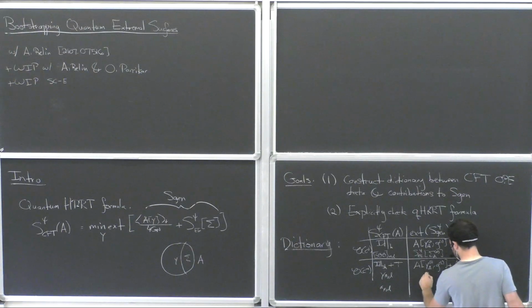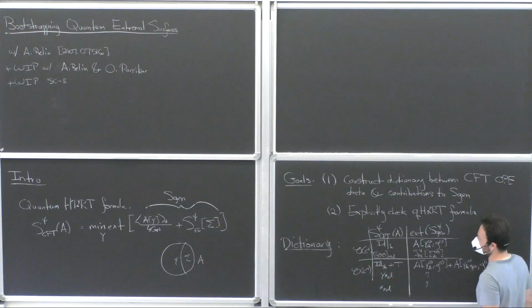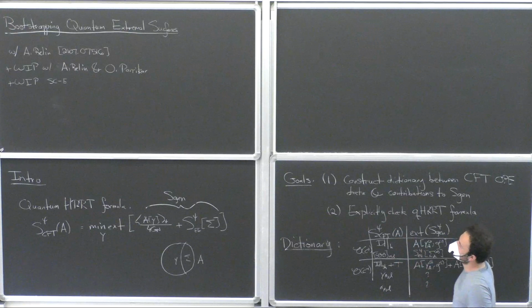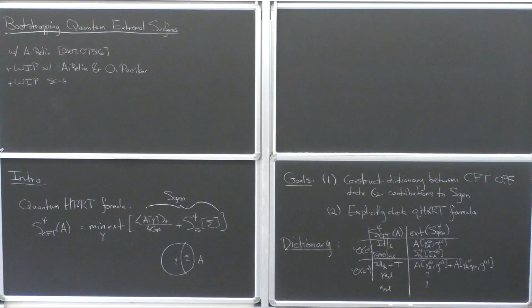And these terms, this is work in progress. So I can say at the end, we understand about this part of the dictionary, but we're still trying to understand it. And this is work in progress with Alex and Onkar. We think that this is going to correspond to the bulk entanglement entropy, but we haven't fully parsed it out.